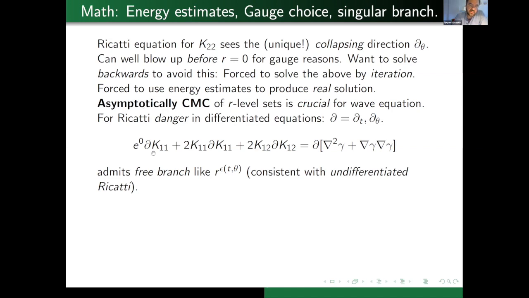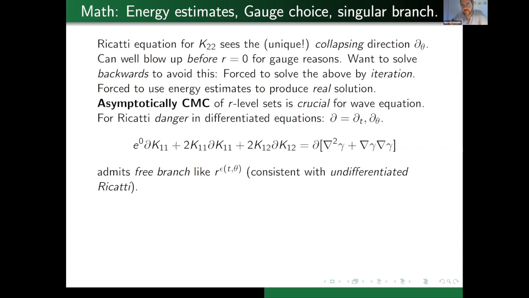So let's look at the K11 equation, which is a Riccati equation, and whose sign of K11 is somehow defocusing. For ODEs, it makes sense to speak of focusing and defocusing. The sign of the initial datum is somehow defocusing. So we saw that there's a free branch of the solution.